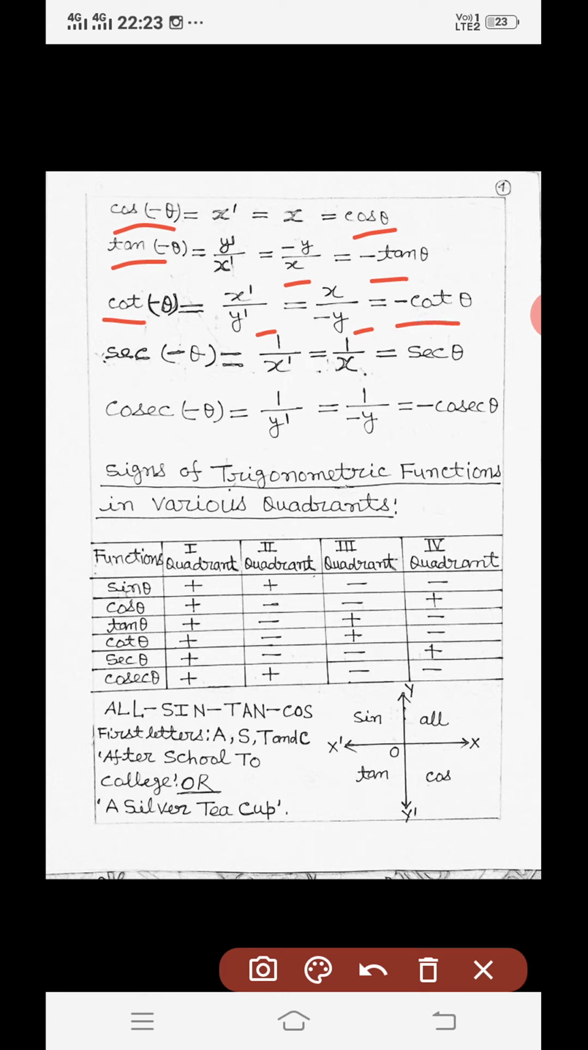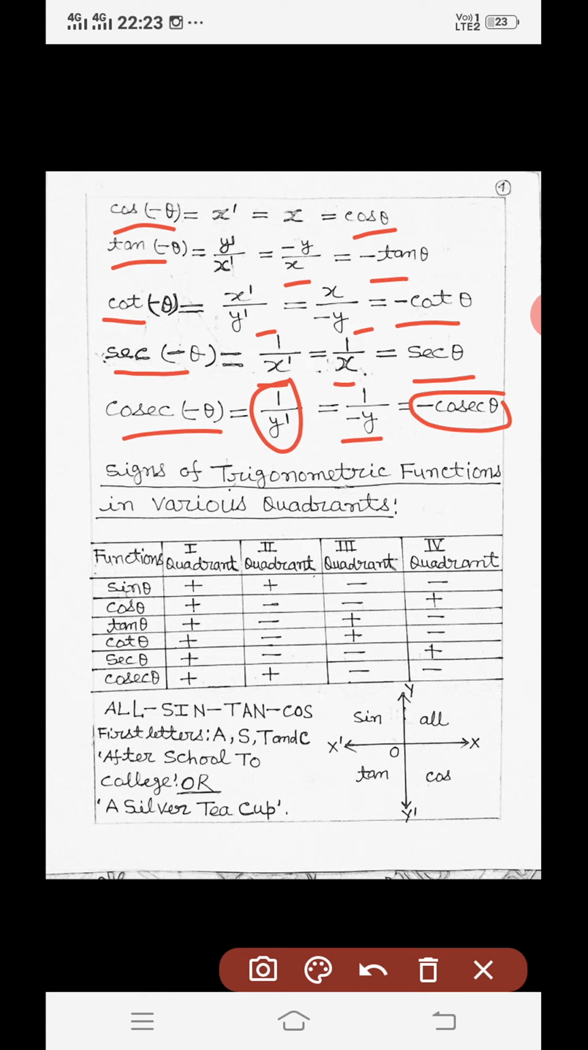Sec(minus theta) equal to 1 by x' equal to 1 by x equal to sec theta, cosec(minus theta) equal to 1 by y' equal to 1 by minus y equal to minus cosec theta.